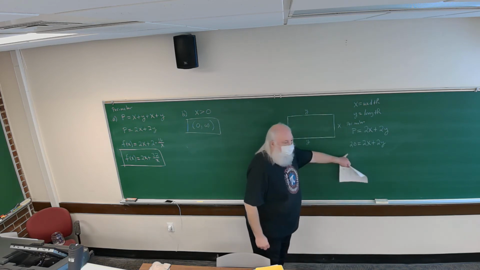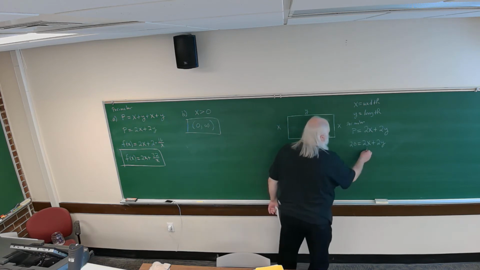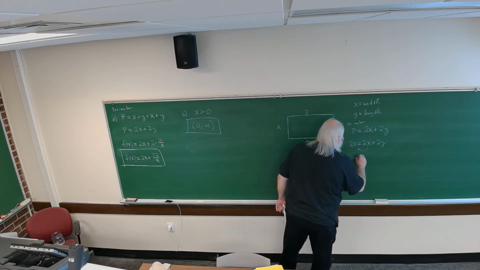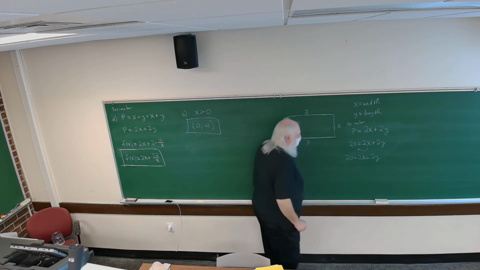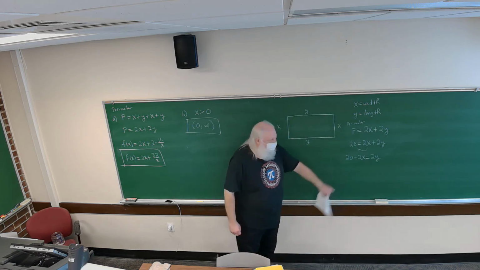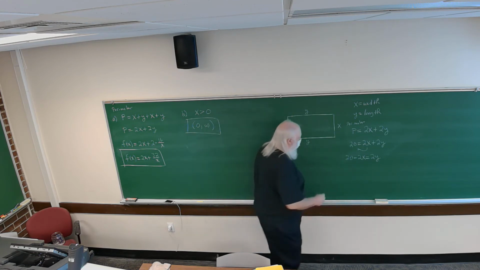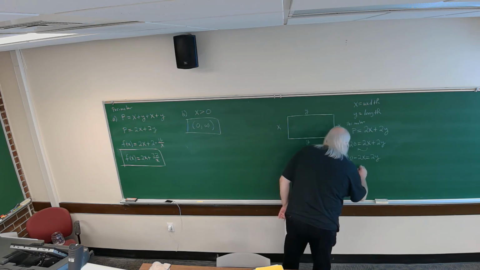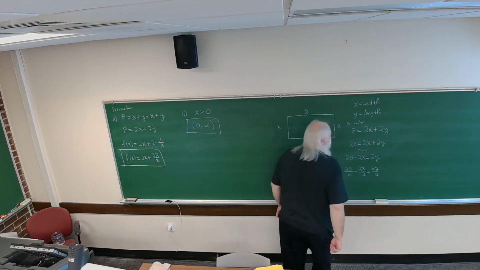And now when we solve for y, let's subtract 2x from both sides. And so we have 20 minus 2x is equal to 2y. And then when you divide both sides by 2, remember you've got to divide both those terms by 2. You have 20 over 2 minus 2x over 2 is equal to 2y over 2.